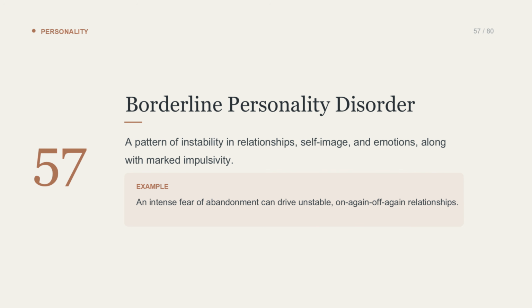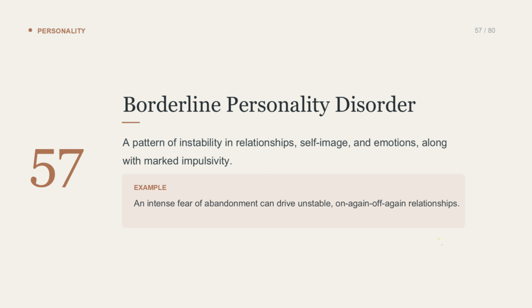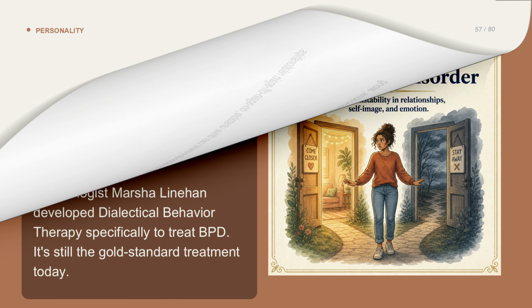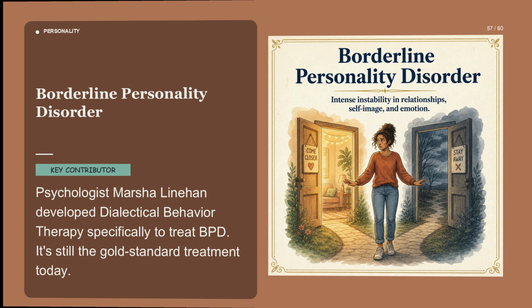57. Borderline personality disorder. Borderline personality disorder involves a pattern of instability in relationships, self-image, and emotions, along with marked impulsivity. For example, someone with borderline personality disorder might experience intense fear of abandonment, leading to unstable, on-again, off-again relationships.